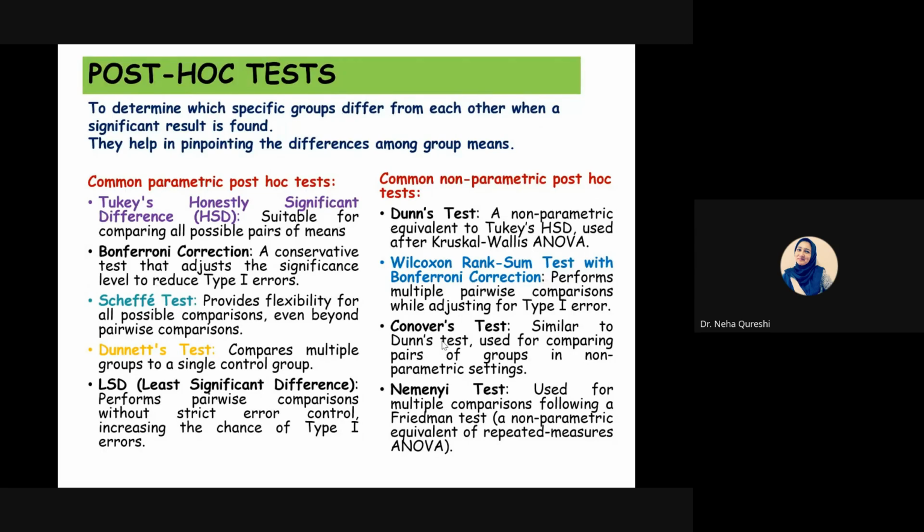And I have just enlisted a few of them. In case of parametric, we use Tukey or Duncan. And in case of non-parametric, the most common is Dunn's test. So you will have all the codes of this in R also. Though Dunn's test is not in SPSS, Tukey and other parametric post hoc tests are available in SPSS as well.